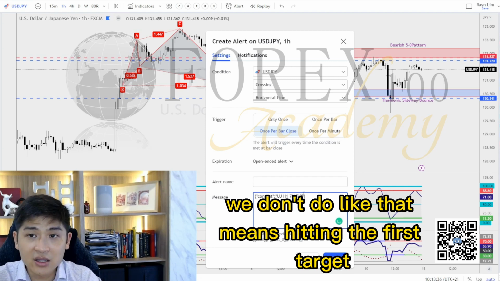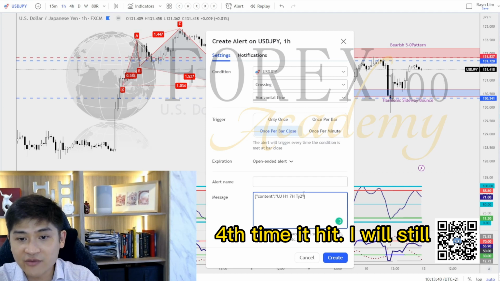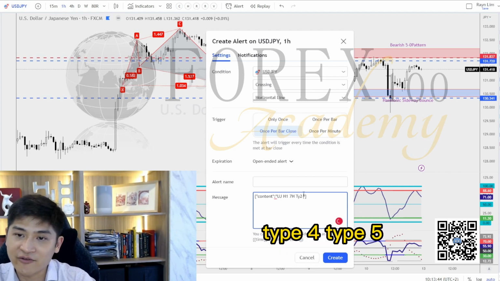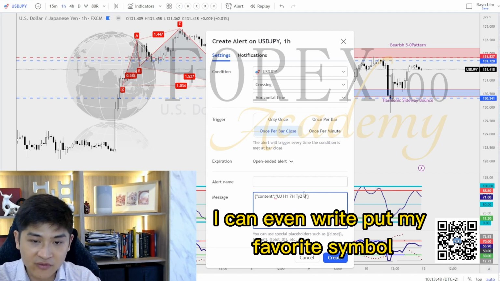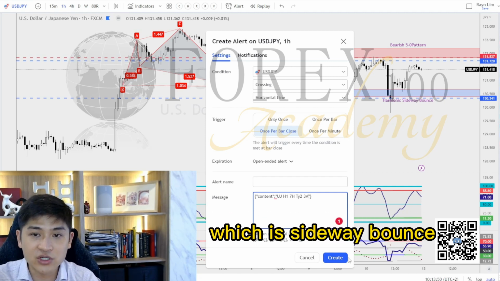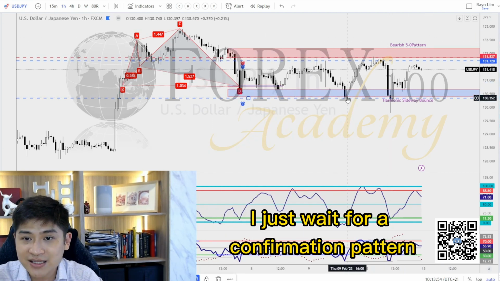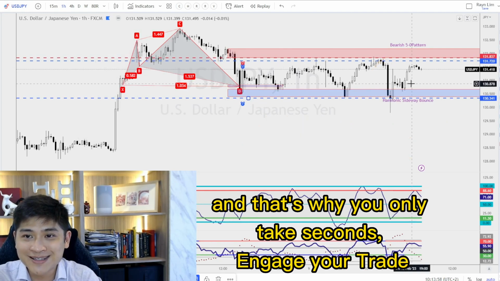Hitting the first target and coming back again is known as type 2. The third time it hits, the fourth time it hits, I will still call it the type 2 trading setup. I don't call it type 3, type 4, type 5. It just confuses people, right? I can even put my favorite symbol, which is sideways bounce. That's how trading is. I just wait for a confirmation pattern over here and engage a trade. And that's why it only takes seconds to engage a trade.